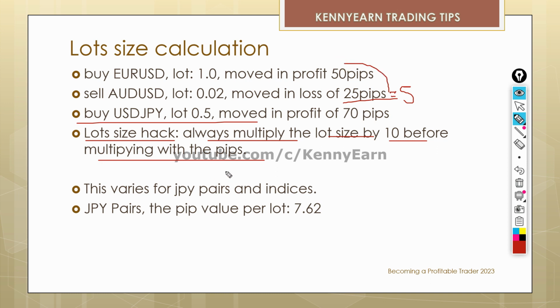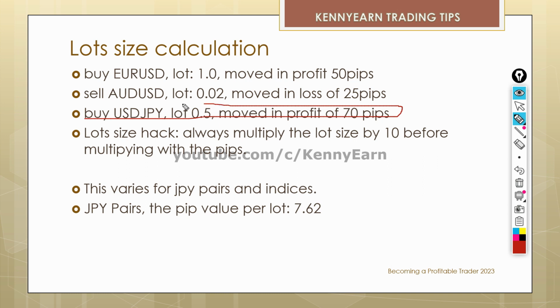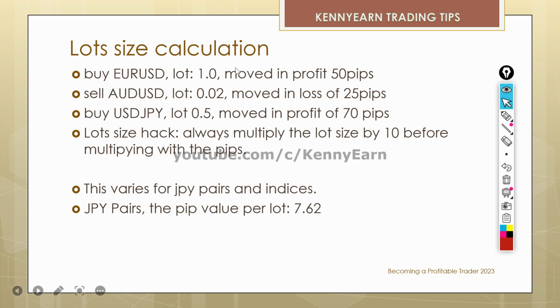But I'm going to show you when we go into risk management how to calculate them, how to know what to lose, how to know how much to make, and all that. But this varies for JPY pairs and indices. So the pip value per lot sometimes is 7.6. That's why I might not be able to calculate this one. But I'm going to be showing you the tools that will help you calculate the lot size and how much you're going to make and all that for JPY pairs later.